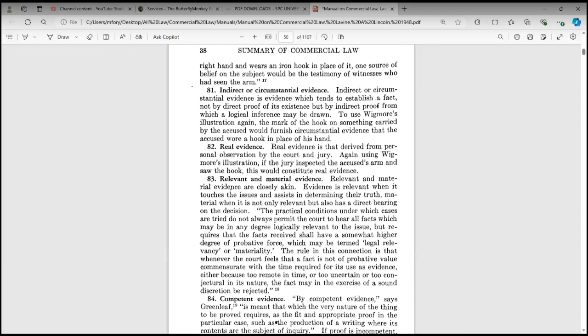Real evidence. Real evidence is that derived from personal observation by the court and jury. Again, using Wigmore's illustration, if the jury inspected the accused's arm and saw the hook, this would constitute real evidence.